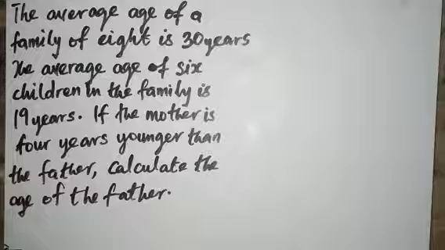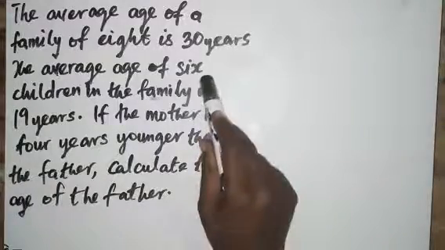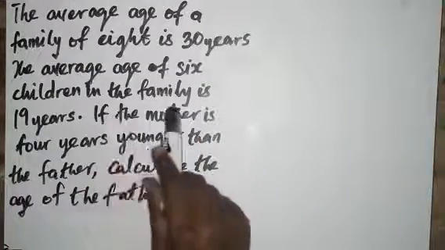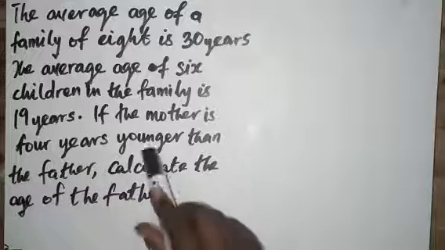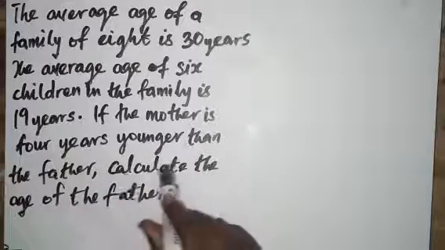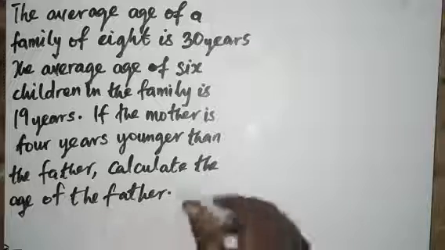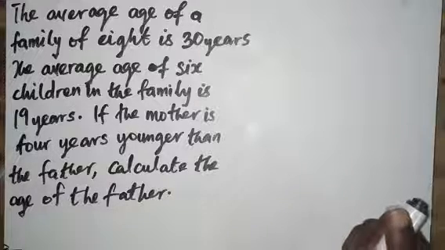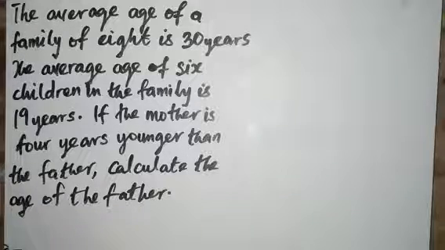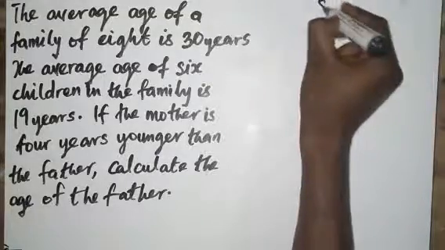Okay, now let's look at this question also. The average age of a family of 8 is 30 years. The average age of 6 children in the family is 19 years. If the mother is 4 years younger than the father, calculate the age of the father. Wow. So let's see how we solve this. So, solution.